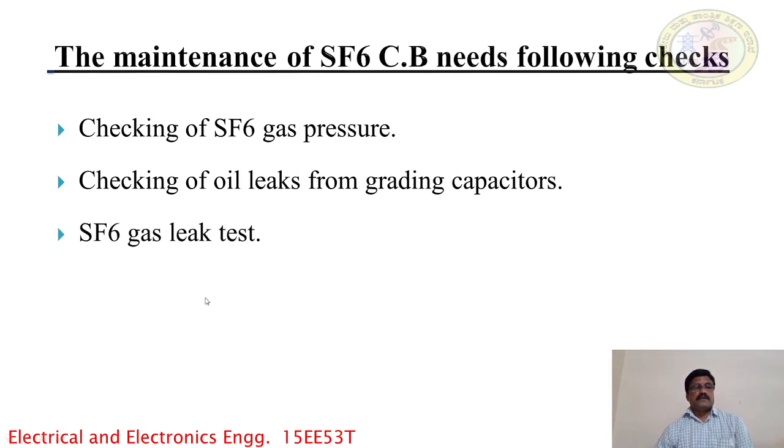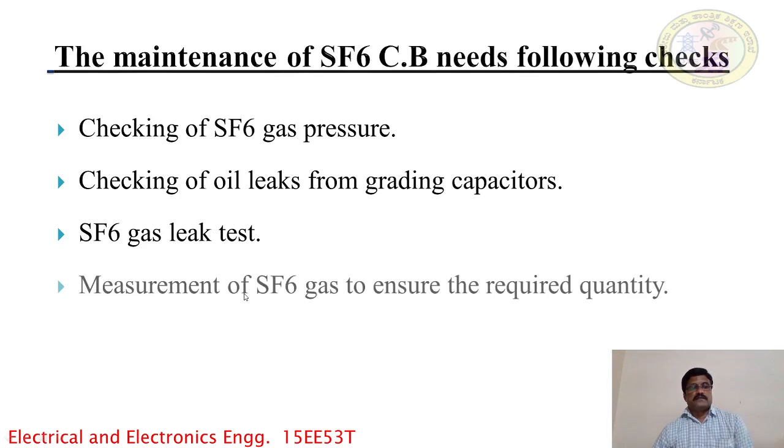Then third one is SF6 gas leak test. Again, SF6 gas is used as the main media for arc interruption. So therefore, check the leakage of SF6 gas. And finally, measurement of SF6 gas to ensure the required quantity. We already said that the level or quantity of SF6 gas is 2.8 kg per centimeter squared. So the measurement of SF6 gas should show the required quantity is available, so check it.